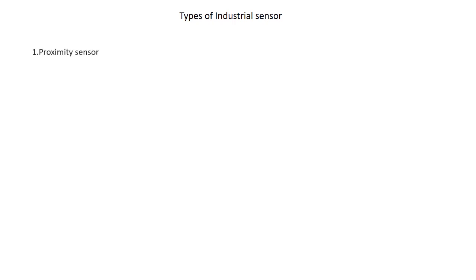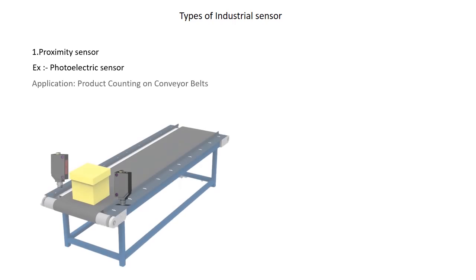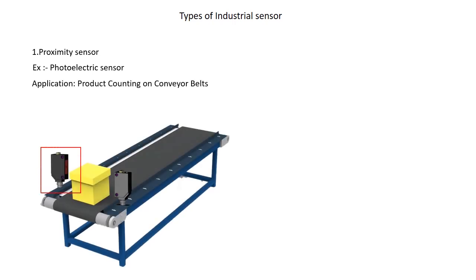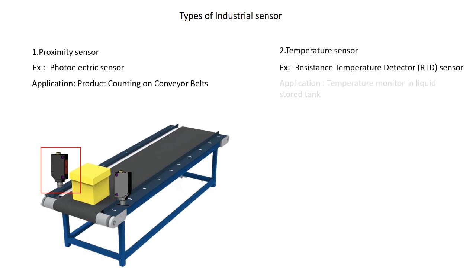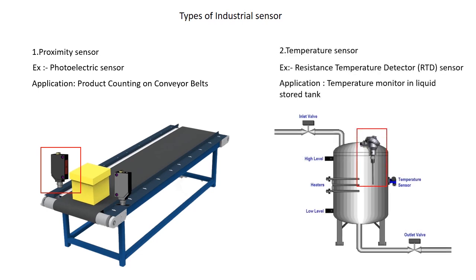Number 1. Proximity sensor. Example: photoelectric sensor. Photoelectric sensors detect objects by interrupting a beam of light on conveyor belts, allowing for accurate counting and sorting of products in manufacturing and packaging processes. Number 2. Temperature sensor. Example: RTD sensors. RTD sensors are used to monitor the temperature of liquids stored in large industrial tanks, such as those found in food processing or chemical manufacturing facilities.